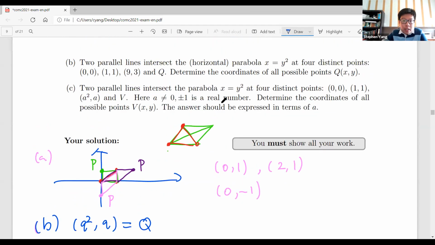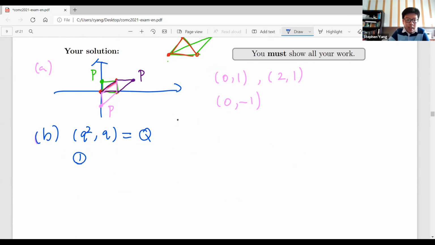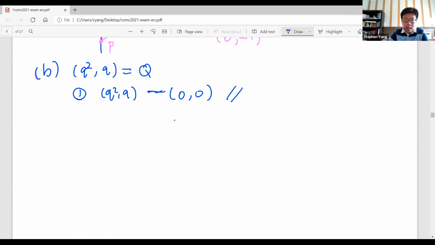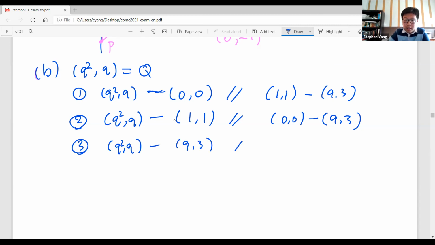So then we take a look at which two lines are parallel. Okay, so there are 3 cases. So one case is line from (0, 0) to (q squared, q) is parallel to line (1, 1) to (9, 3). And the second case is line from (q squared, q) to (1, 1) is parallel to (0, 0) to (9, 3). And lastly, we have (q squared, q) to (9, 3) is parallel to line (0, 0) to (1, 1).